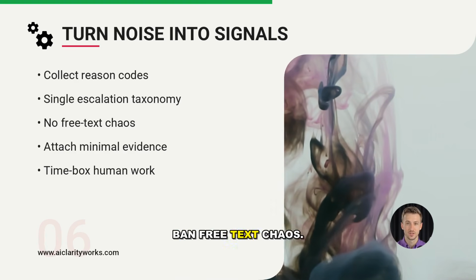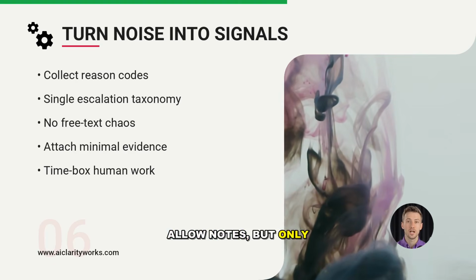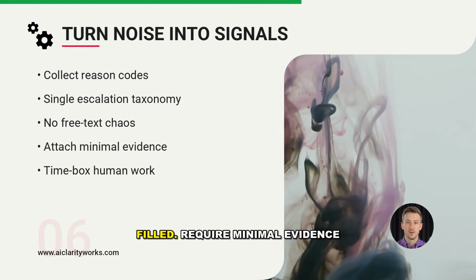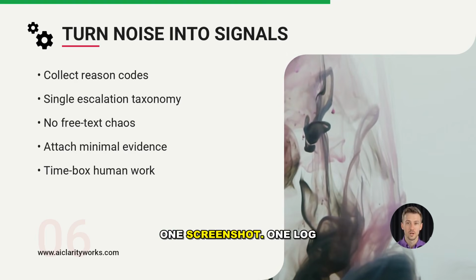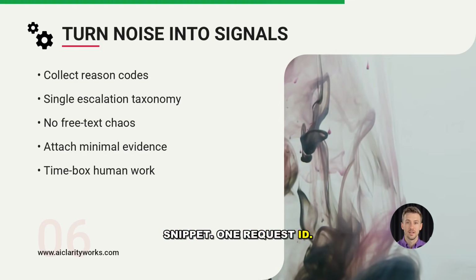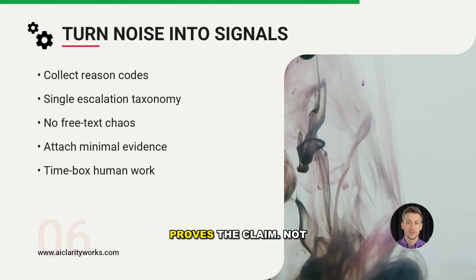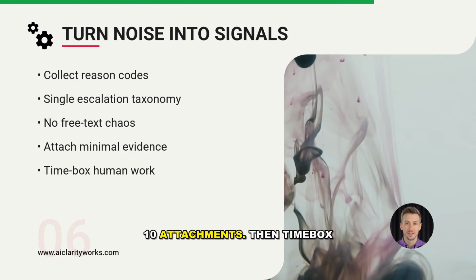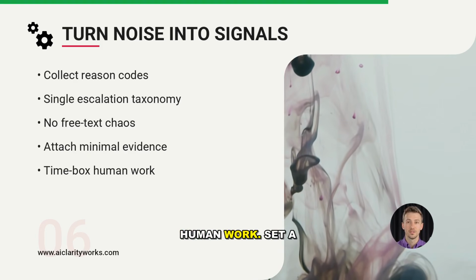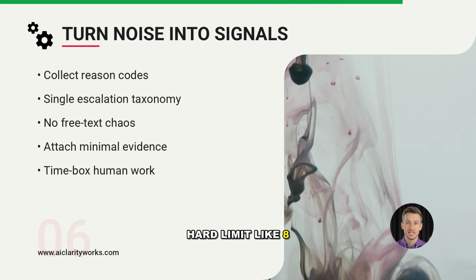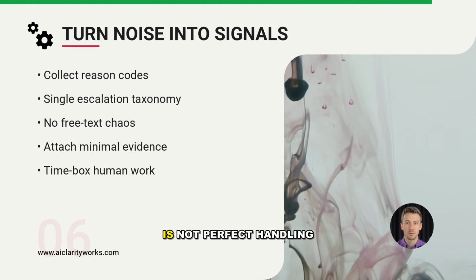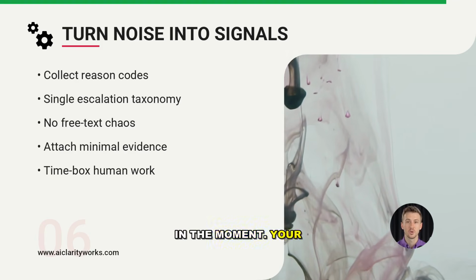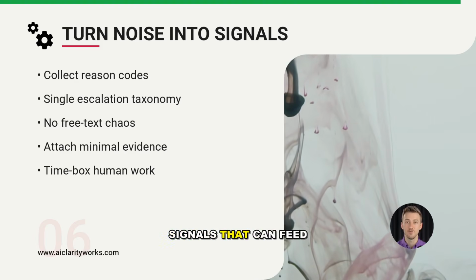Ban free text chaos. Allow notes, but only after structured fields are filled. Require minimal evidence attached to the case. One screenshot, one log snippet, one request ID, one model output, whatever proves the claim. Not 10 attachments. Then timebox human work. Set a hard limit like 8 minutes per case before it must be escalated or parked. Your goal is not perfect handling in the moment. Your goal is clean, consistent signals that can feed an orderly queue.